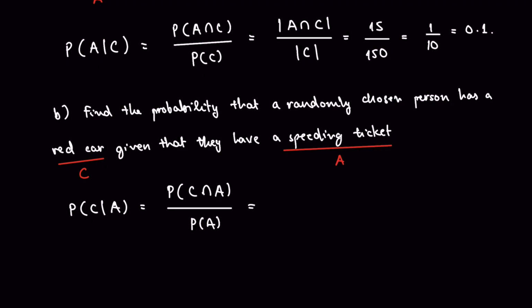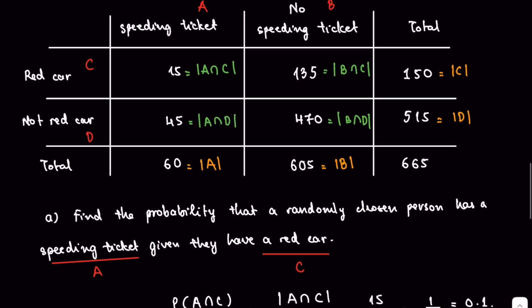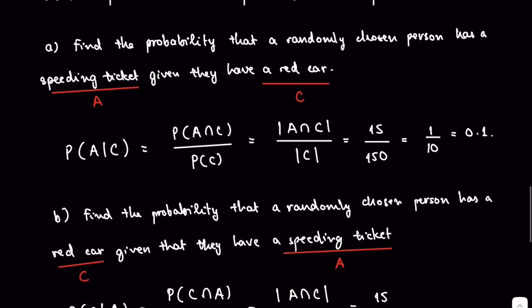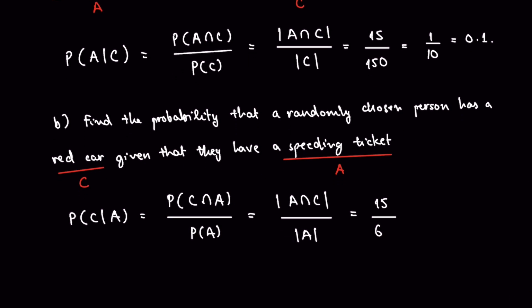Now you can use the alternative formula to calculate this probability. That is the cardinality of A and C divided by the cardinality of A. Given that the cardinality of A and C is equal to 15, and the cardinality of A, right here, is equal to 60. If you use a calculator, you're going to get 0.25 for the answer. That means that there is a 25% chance that a randomly chosen person has a red car given that they have a speeding ticket.